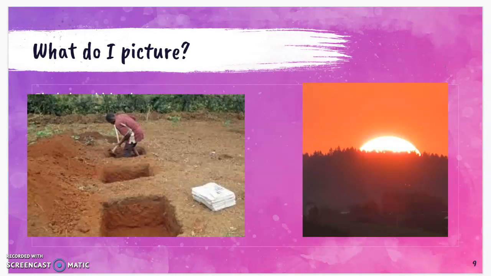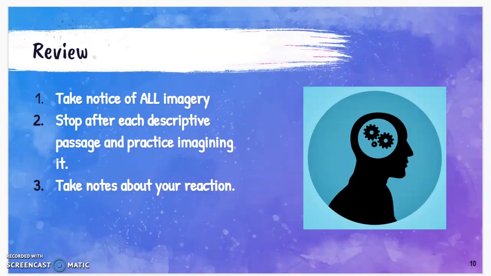So the takeaways from that little practice routine is that number one, in order to do this, you need to take notice of all imagery. Stop after each descriptive passage and practice imagining it. Now, guys, if that means you have to stop after every paragraph at first and close your eyes and try to form that picture in your mind, that's absolutely okay. It is okay to be that slow about it.